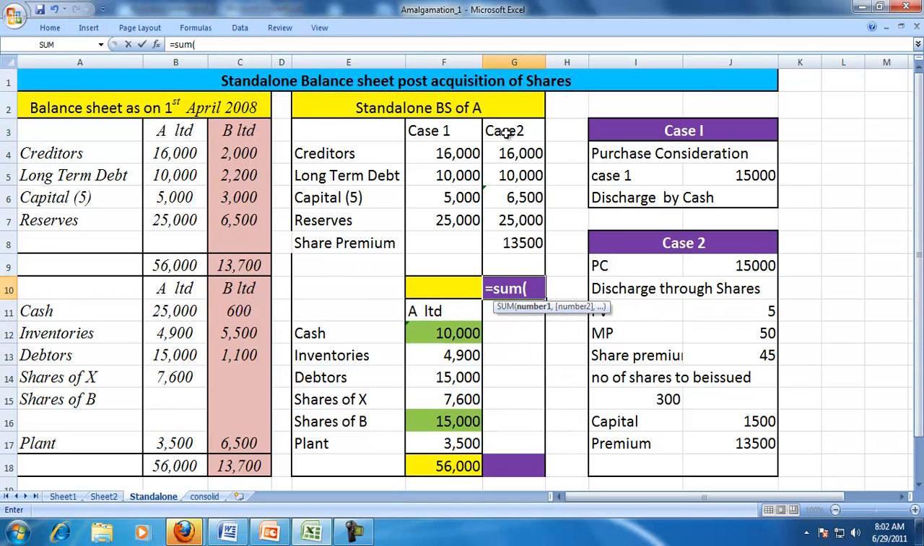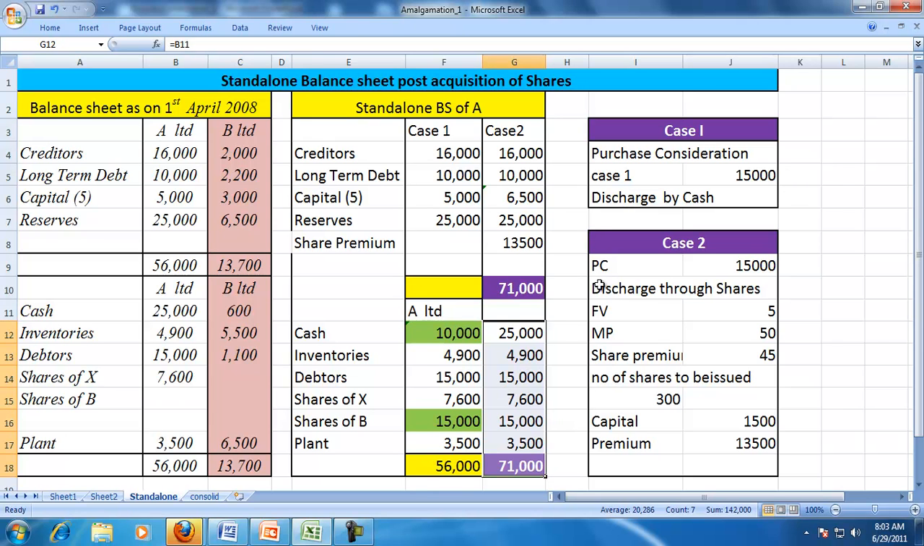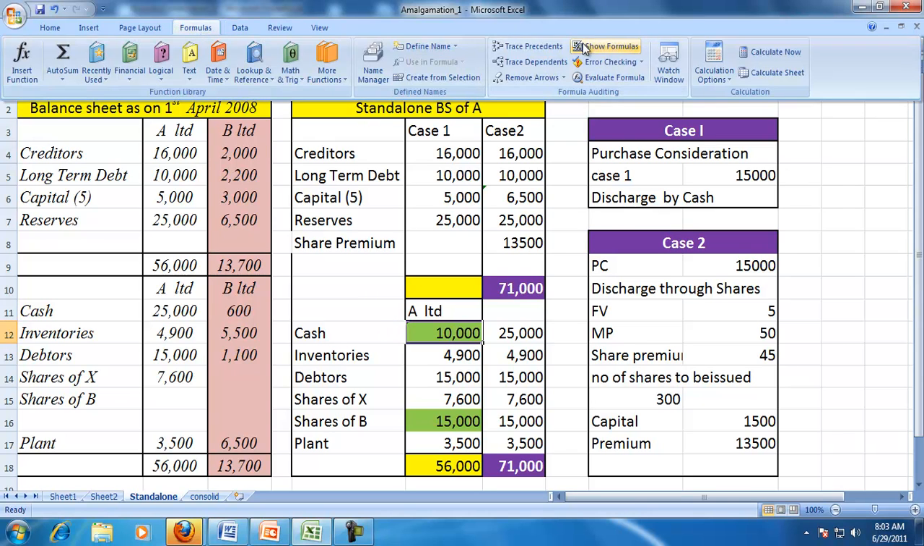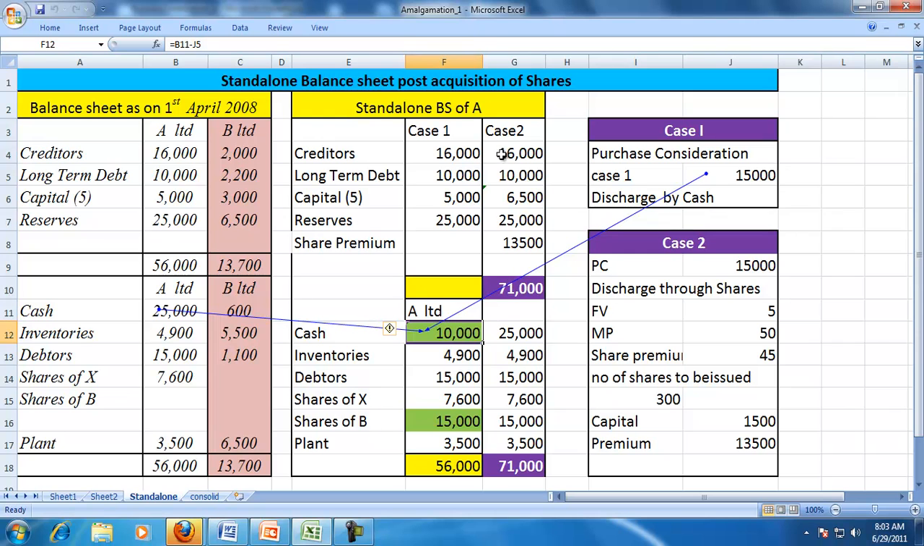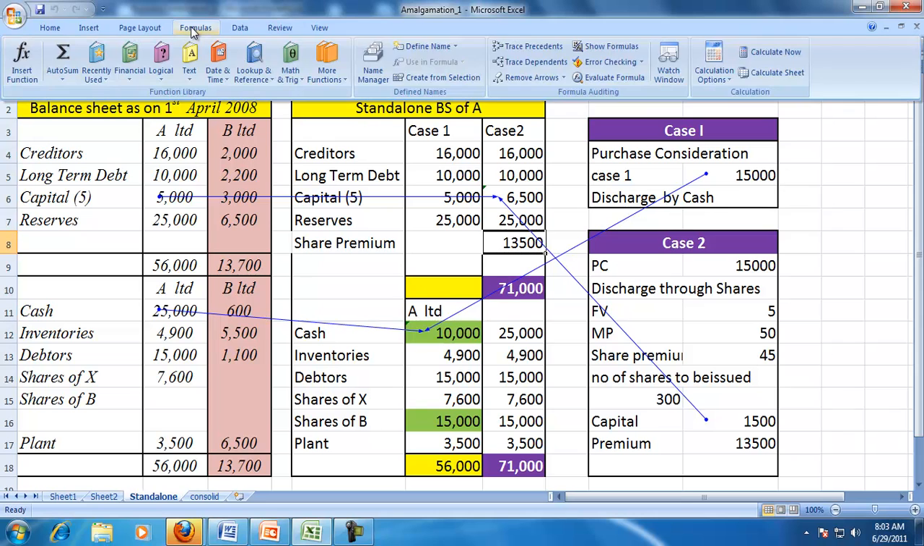Let me sum it up. The total of the sources side will be 71,000, and no change in the cash because the payment has been made through issue of shares, no change in the inventory, no change in the debtors, no change in X share, but B shares will appear here, and no change in the plant. So unlike the previous one, in this case the sources side got affected because you made the payment through the issue of shares. In case 1, the discharge of purchase consideration is through cash, whereas in case 2 it happened through the issue of capital, and that too the shares were issued at a premium.